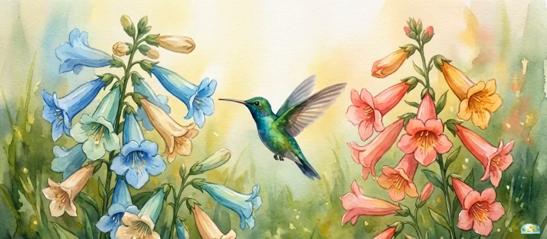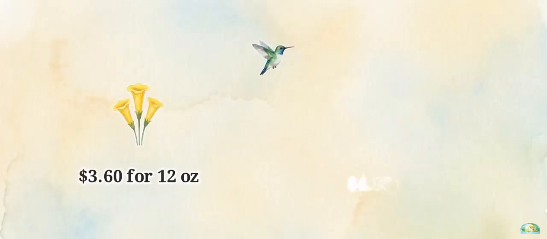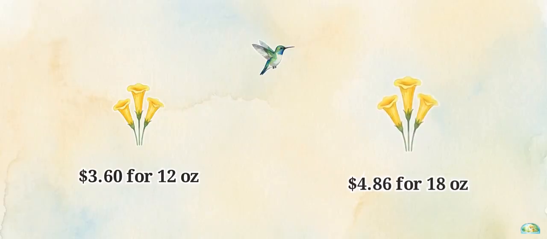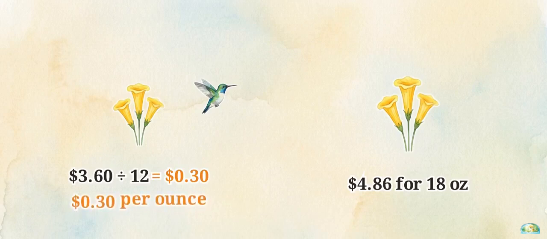In the meadow, hummingbirds often have to choose between different clusters of flowers. We can use that same scaling logic to compare 2 different sized offers. Here are 2 options: a 12-ounce bottle for $3.60 or an 18-ounce bottle for $4.86. To find the first bottle's unit price, we divide the cost by ounces. $3.60 divided by 12 is 30 cents per ounce.